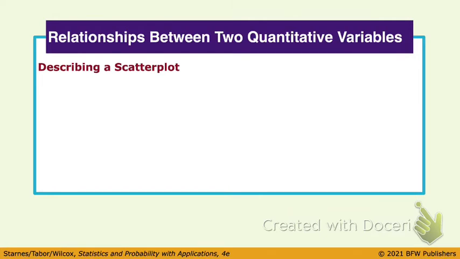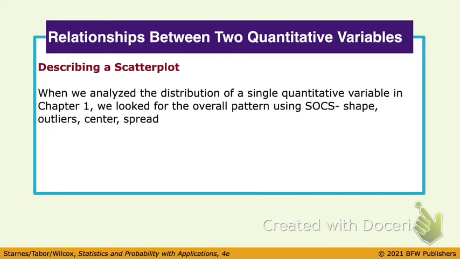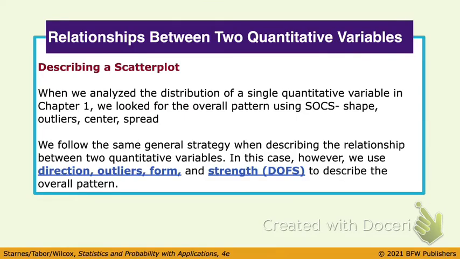All right, so today we're going to talk about how to tell if there's a relationship between these two quantitative variables. To describe a scatter plot, remember back in chapter 1 when we were describing histograms and dot plots, we used an acronym SOCS. Do you guys remember what SOCS stands for? Shape, outlier, center, spread. Boom! Shape, outlier, center, and spread. Very good.